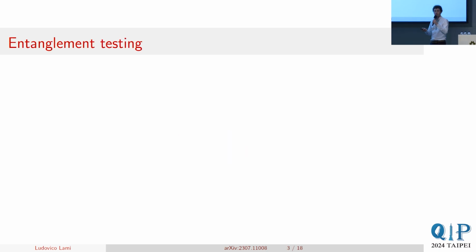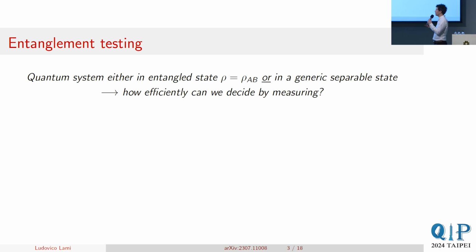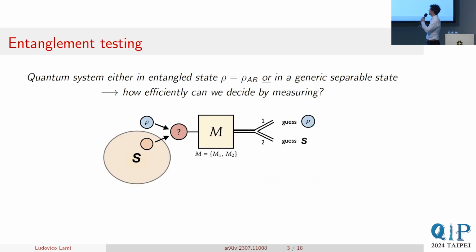So first of all, what is entanglement testing? Let's say you have a system that you're promised is a bipartite system. It's either in an entangled state, rho AB, that is fully known to you, or in a generic separable state. You want to know how efficiently you can decide between these two alternatives by testing. That's the scheme, a basic drawing. So you have an unknown state, which could be either rho, which is known, or a generic separable state.